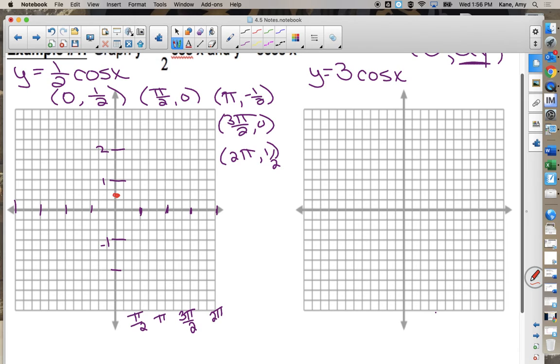So make sure your points only go halfway. So you should see the shrink in the graph. It's being squished vertically. It doesn't go as high. So when you look at your graph above and you look at this one, you should visually be able to see that it isn't as high of a graph. The peaks aren't as high.